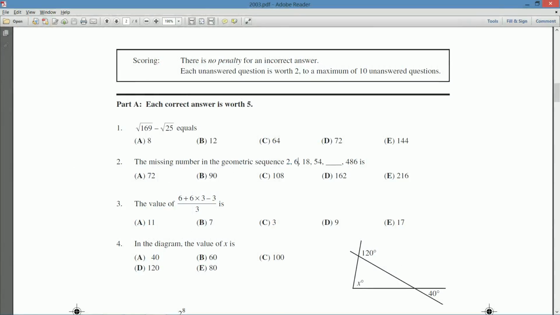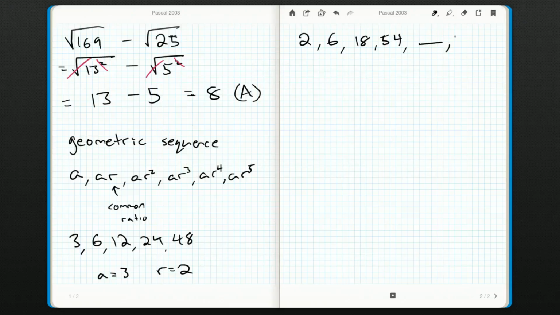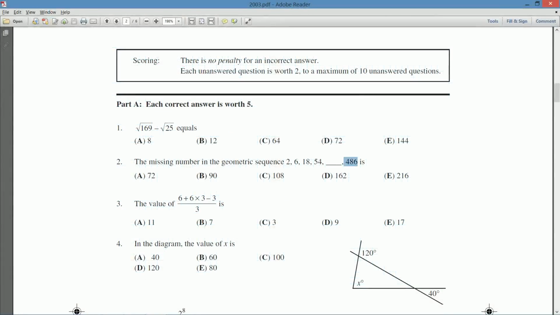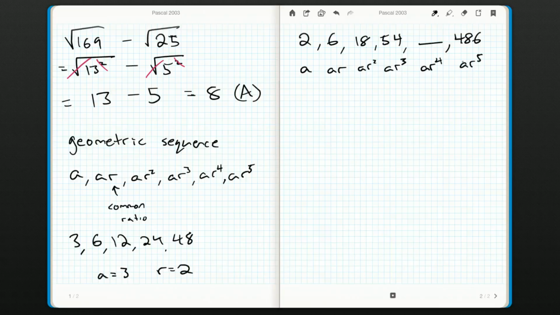It goes 2, 6, 18, and so on. Blank, and I think it was 486. Let's just double check that. Yes, 486 was the last one. So if we want to match this up with how a geometric sequence looks, this should be a, ar, ar squared, ar cubed. The missing term should be ar to the 4th power. So if we can work out what a is and what r is, we should be all set. And this one should be ar to the 5th power.